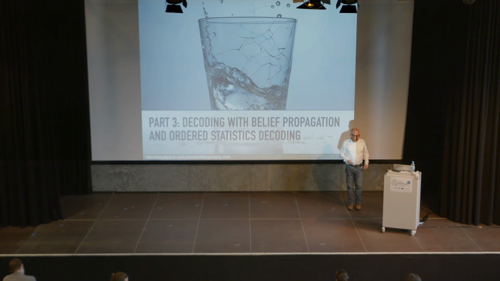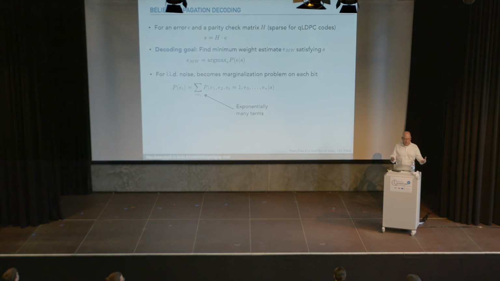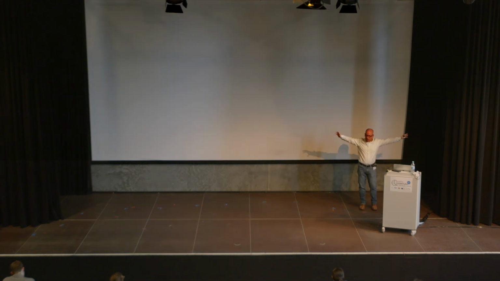Decoding with belief propagation and ordered statistics decoding. In the classical world, there is a nice scheme called belief propagation that covers most of the decoding problems. So here's again the decoding equation, syndrome equals H times e, and for an error e and the parity check matrix H, this is to be solved. The decoding goal is to find the minimum weight estimate that satisfies, for a given syndrome that you have measured, the argmax over e. This is complicated, though innocent looking, because e covers all the outcomes of the errors that are happening in the entire setting.